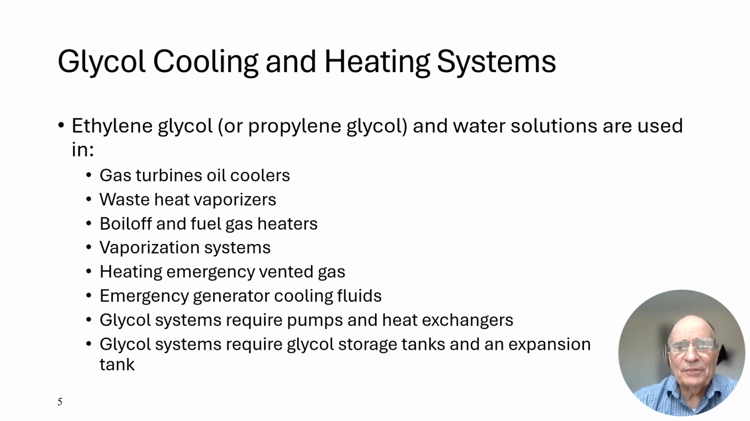Let's discuss some of these auxiliary systems. Glycol cooling and heating systems. Typically, you use ethylene glycol mixture, or you could use propylene glycol mixture. The benefit of using propylene glycol is it's non-toxic and there is less concern about spillage and environmental issues.